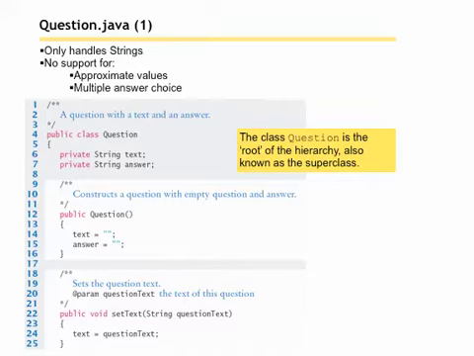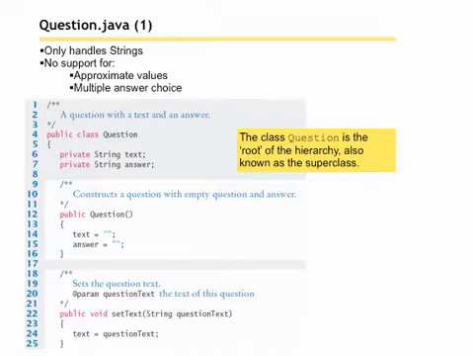So here's an example showing the superclass for Question. It handles only strings, and it has no support for approximate values or multiple answer choices. So it's got a text for the text of the question, and then the string for the answer, so it can check the answer. Note the constructor at line 12. That's the default constructor because it's not taking any parameters. And then at line 22, we have a setText method.